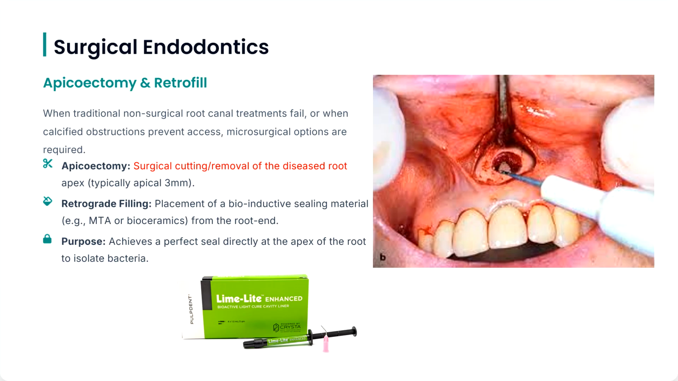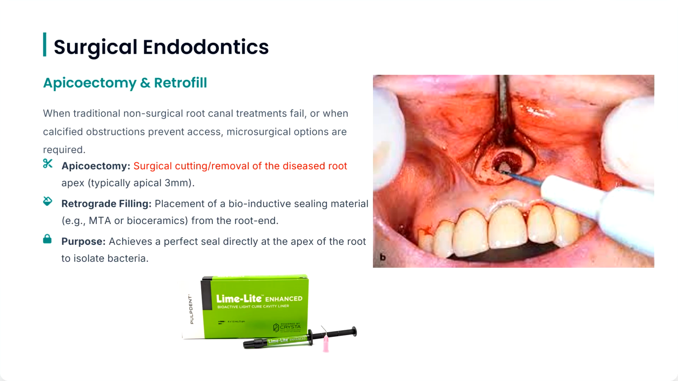This is a bioinductive sealing material. So we might use this as root canal sealer too, right? You just come in from the bottom of the root. Why do you want to seal it up? Well, then you keep bacteria away from it. You're blocking off any bacterial pathways by filling it up with this MTA, or mineral trioxide aggregate. And the name brand that we used was this Limelight Enhanced. It was this bioactive light cure cavity liner.